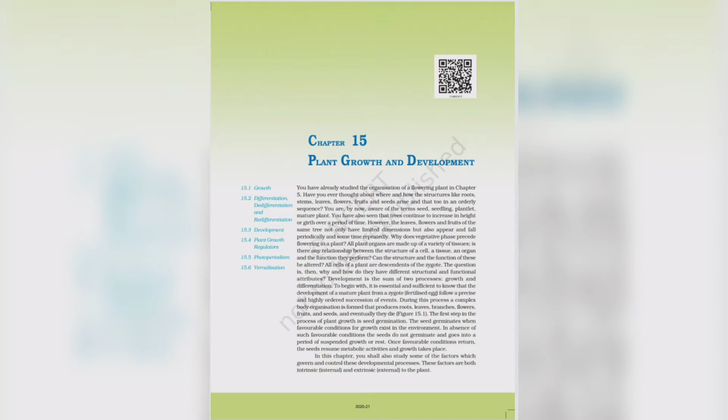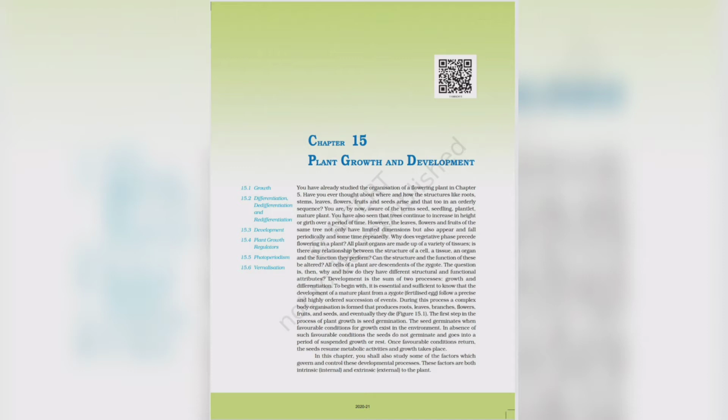All plant organs are made up of a variety of tissues. Is there any relationship between the structure of a cell, a tissue, an organ and the function they perform? Can the structure and function of these be altered? All cells of a plant are descendants of the zygote. The question is then why and how do they have different structural and functional attributes?